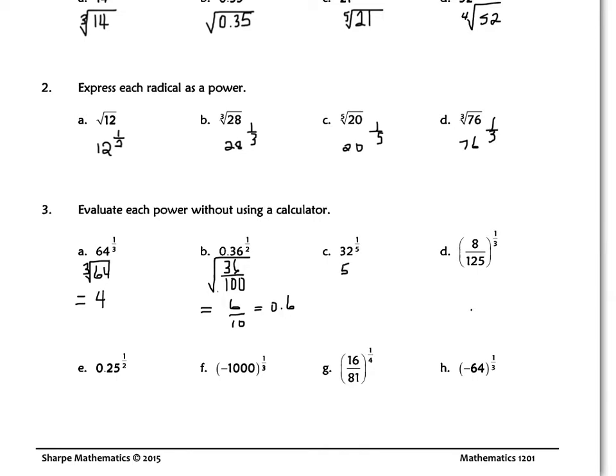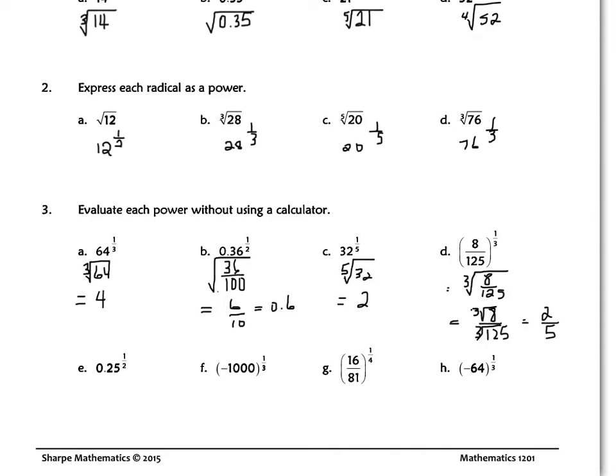So 32 to the 1/5 means the 5th root of 32, which is 2. And this, to the power of a third, means the cube root of 8 over 125, which is the same thing as the cube root of 8 over the cube root of 125. And again, you can skip that step if you want and go right to 2 over 5.